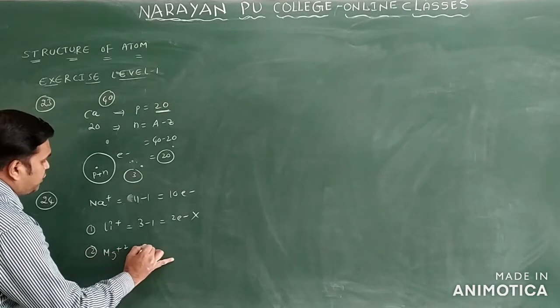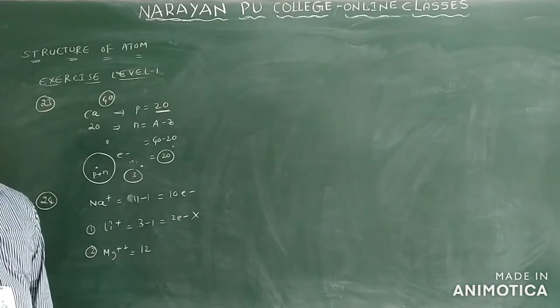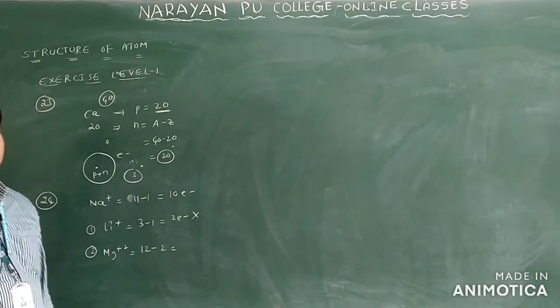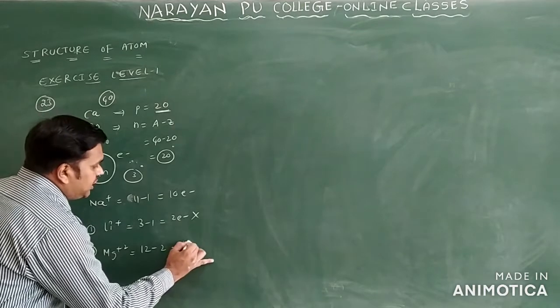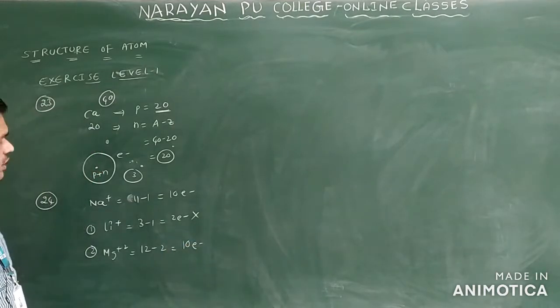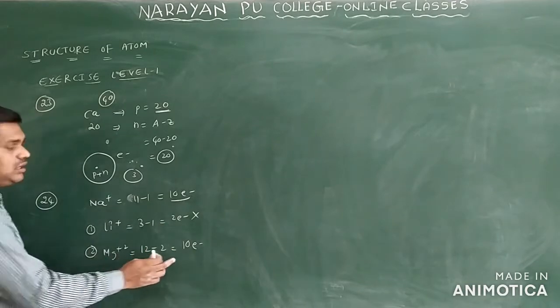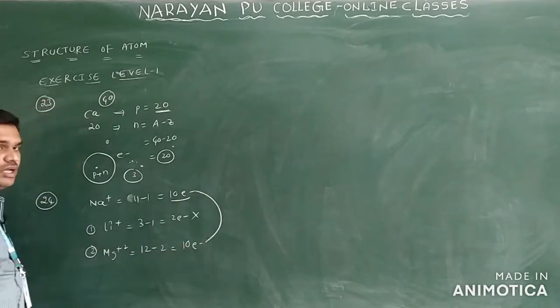Mg plus 2, magnesium, how many electrons? 12 is the atomic number, so 12 electrons are there, and you remove 2 electrons here. Why? The positive charge is there. How many electrons do we have? 10 electrons only. Na plus has how many electrons? 10 electrons. Mg plus 2 has what? 10 electrons.